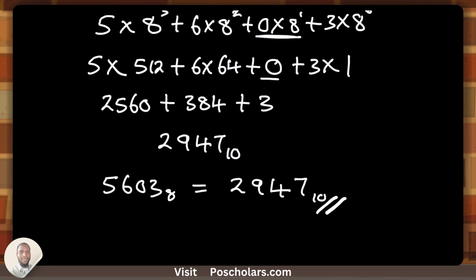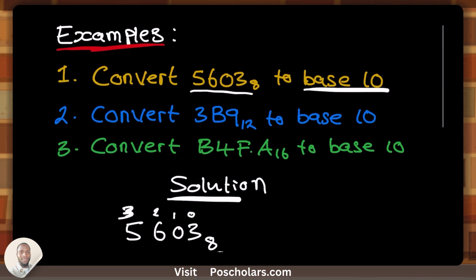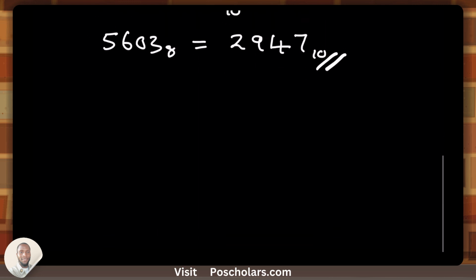Next, example 2. Let's check example 2. Example 2 says convert 3b9 base 12 to base 10. Now what you should know is that this b is written in hexadecimal form.